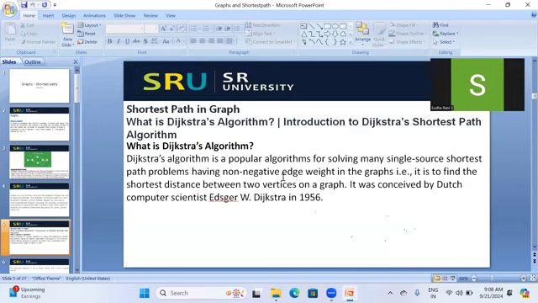So the point here is, if the graph is a weighted graph, in Dijkstra's algorithm the graph will have only non-negative edge weights, meaning positive values. This algorithm was introduced by the computer scientist Edsger W. Dijkstra in the year 1956. So the algorithm was named after the scientist Dijkstra.